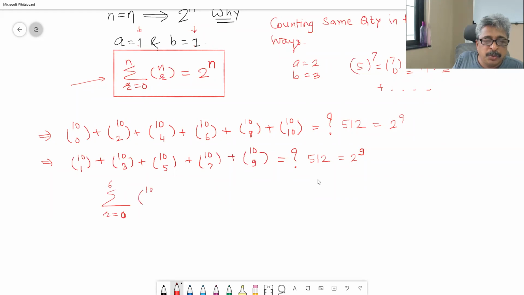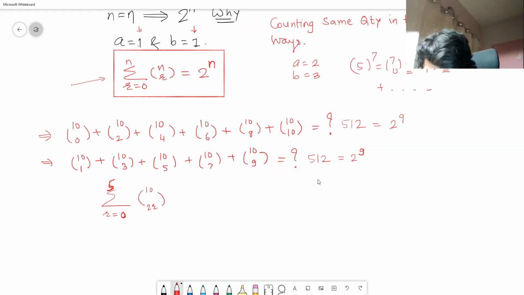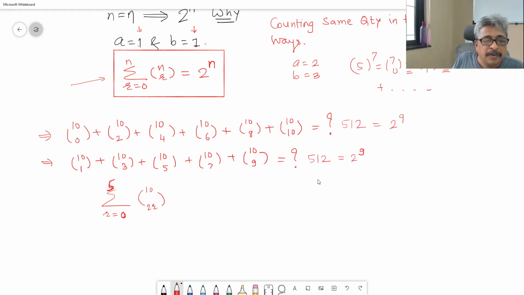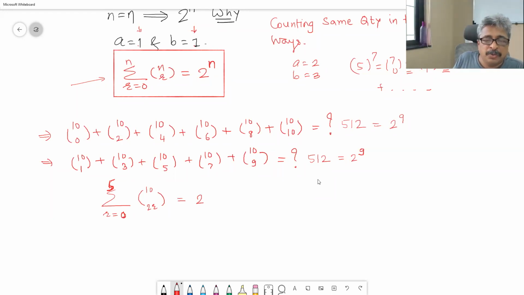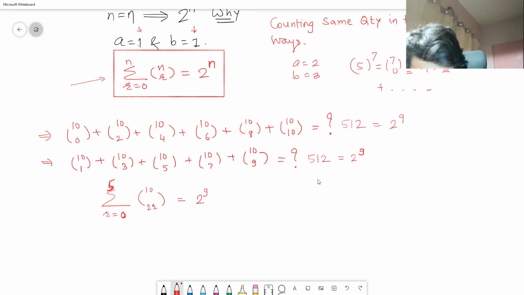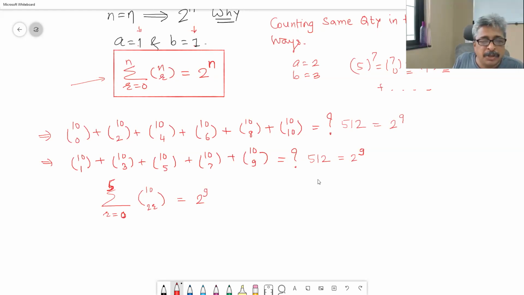10 choose 2r. No. Sorry, 5. Yes, sir, 10 choose 2r, but it is 5. 0 to 5, 10 choose 2r is equal to 2 raised to 9. And the second, Sir, it should be 6 only, not 5, I think. There are 6 terms and I am starting from 0, therefore 5. Yes, yes. R goes from 1 to 5.